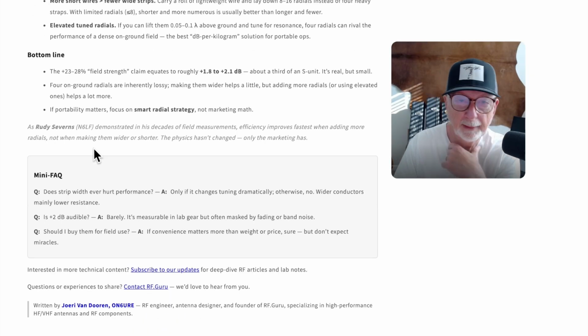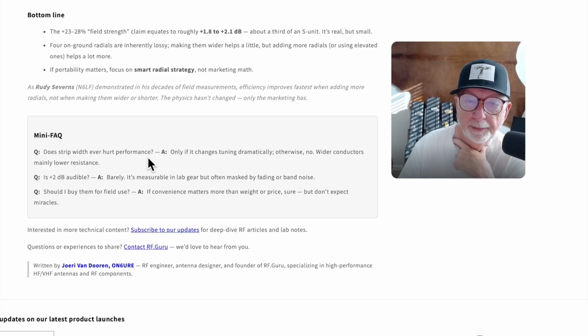All right, let's get to the bottom line here. Does strip width ever hurt performance? Only if it changes tuning dramatically, otherwise no. Wider conductor is mainly lower resistance. Is plus 2 dB audible? Barely. It's measurable in lab gear, but often masked by fading or band noise. Should I buy them for field use? If convenience matters more than weight or price, sure. But don't expect miracles. Also, consider the cost of these radial strips, $130. Now, you can buy a lot of wire for that much money. And as we've just seen, wire is more effective when you lay down enough.